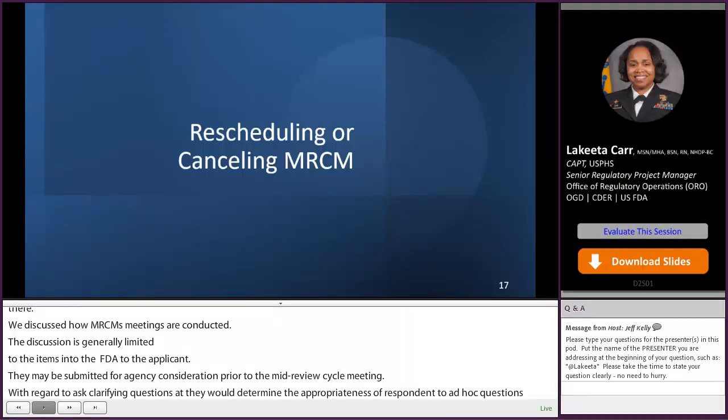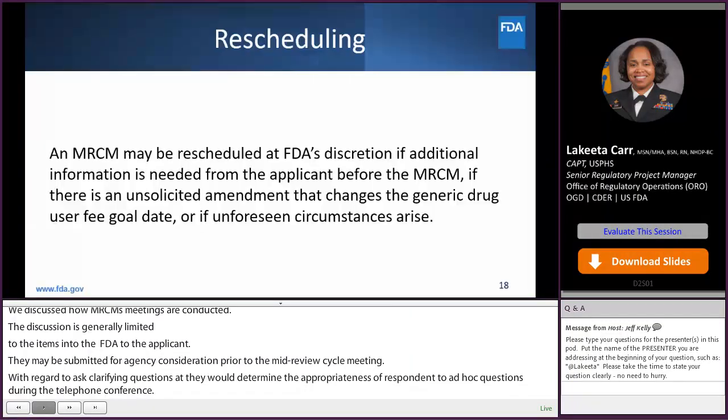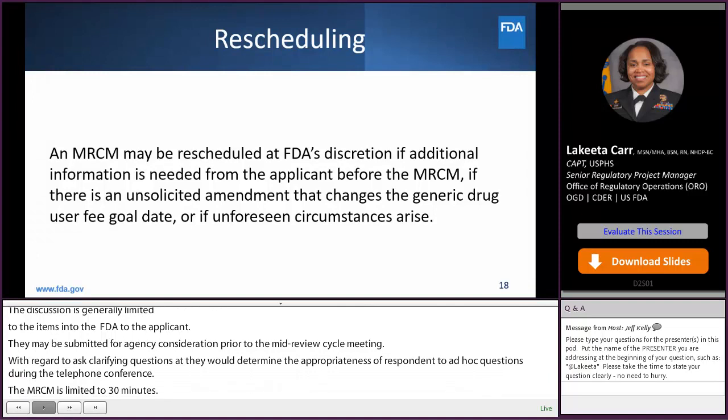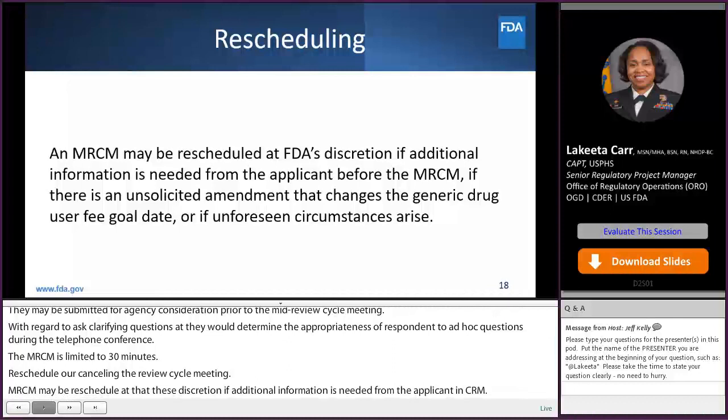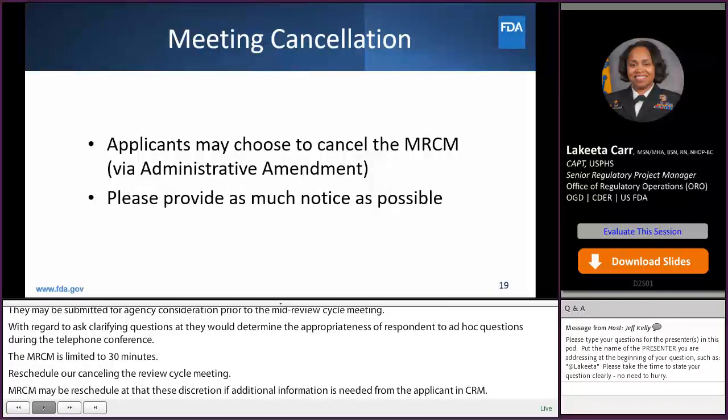Rescheduling or canceling a mid-review cycle meeting. An MRCM may be rescheduled at the FDA's discretion if additional information is needed from the applicant before the mid-review cycle meeting, if there's an unsolicited amendment that changes the generic drug user fee goal date, or if there are unforeseen circumstances that arise. Applicants may choose to cancel a mid-review cycle meeting.